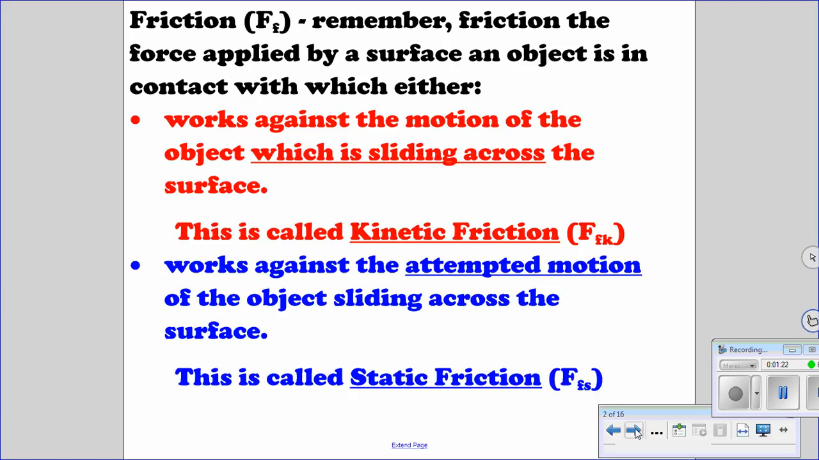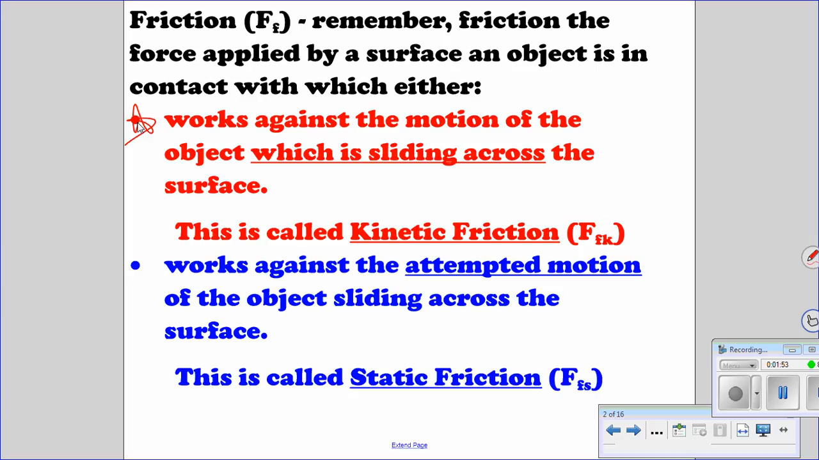Now remember though, you guys, friction serves two roles. Sometimes friction works against the motion of an object that's already sliding across the surface, right? Like if I take this chair and push it across the floor after asking you to move your feet, please. Thank you. The reason that didn't slide into the desk is because friction slowed it down, right? It was already sliding. Friction worked against its motion and slowed it down.